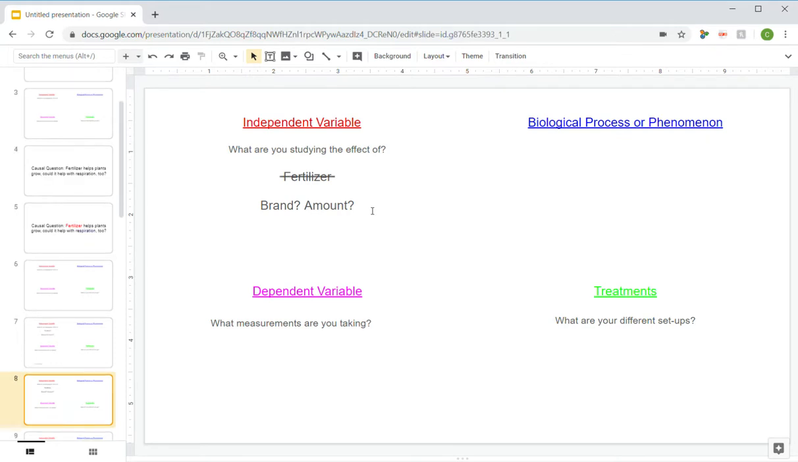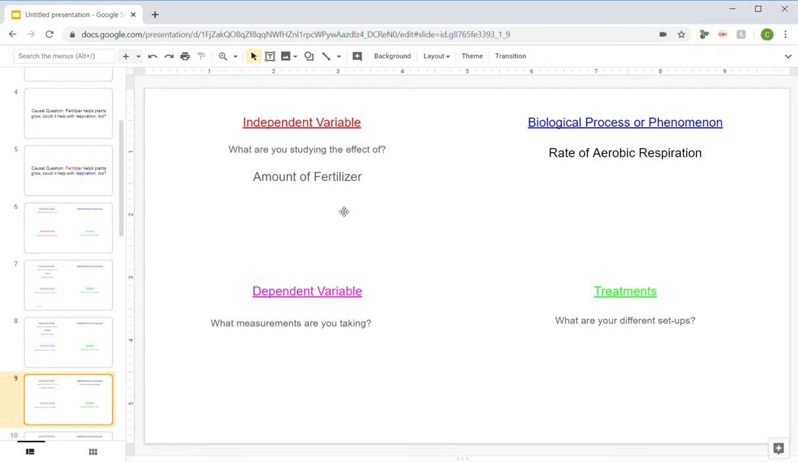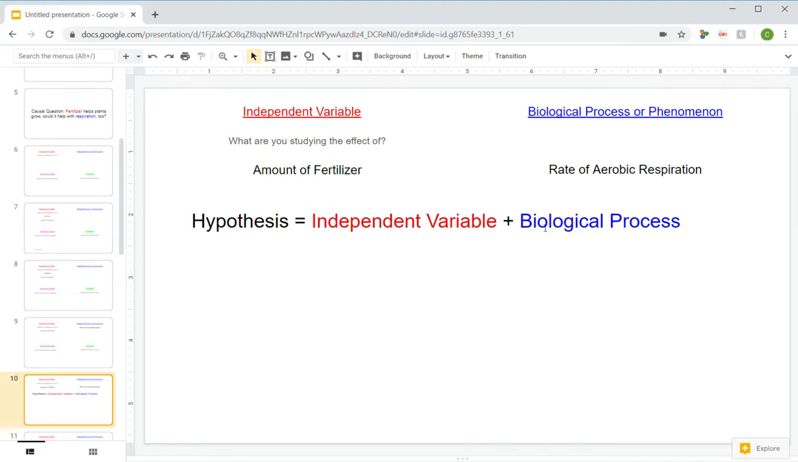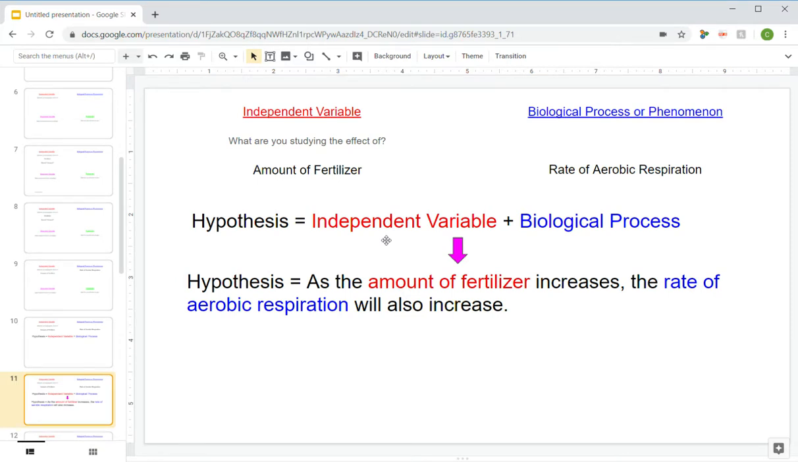So don't just leave it at that. I would want to specify that I'm studying the effect of the amount of fertilizer, right? And then you guys already know aerobic respiration, or rate of aerobic respiration, is what we're studying for our process this week. Okay, now that we've got those two things, we can put them together into a statement to make our hypothesis. To start, we could just say, as the amount of fertilizer increases, the rate of aerobic respiration will also increase. That's a good start, but again, we need that little rationale part that Nick talks about.